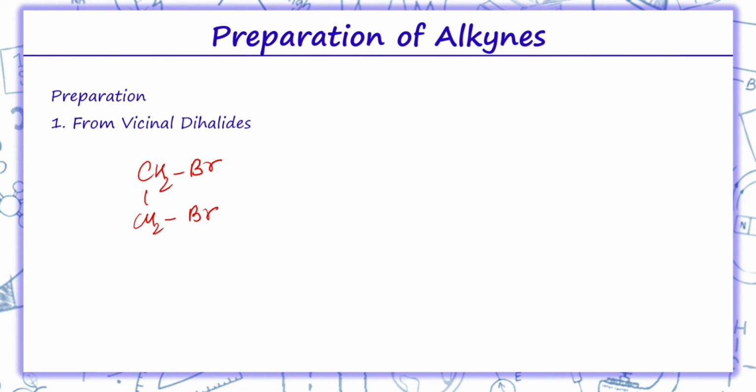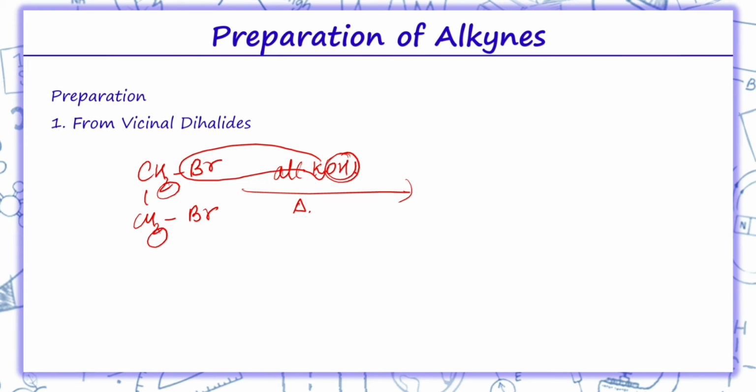Dehydrohalogenation means removal of hydrogen and halogen using alcoholic KOH. So we are using alcoholic KOH over here and then we will heat it. So KBr will be removed and H and OH will be removed. Similarly from here, H and OH. So we will take 2 moles of KOH. KBr and H2O will be removed. We will be left with CH triple bond CH. Thus this is how alkynes are prepared from vicinal dihalides.